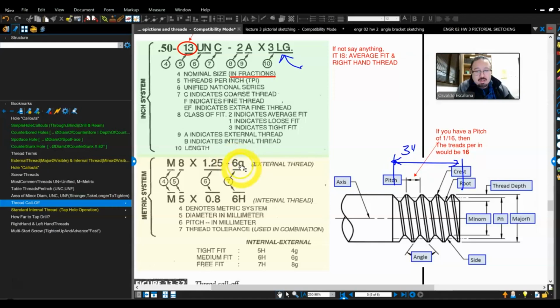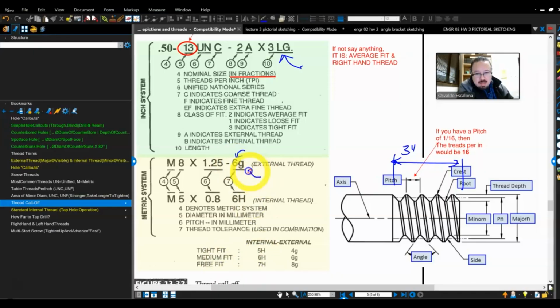For example, you will also notice that you have a lowercase and an uppercase. Most of the time when you call out a thread in the metric system, you are also going to have an average fit or a medium fit. So most likely you will always see a 6. But you can also have the tight fit, or the free fit.